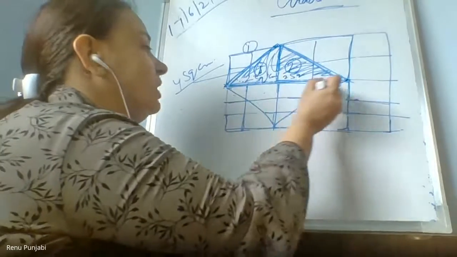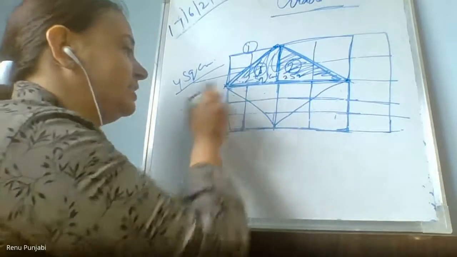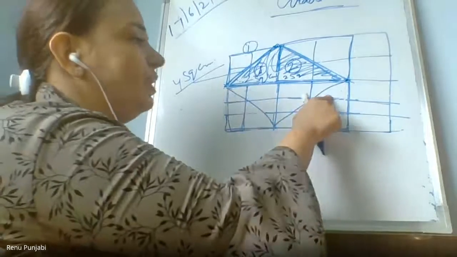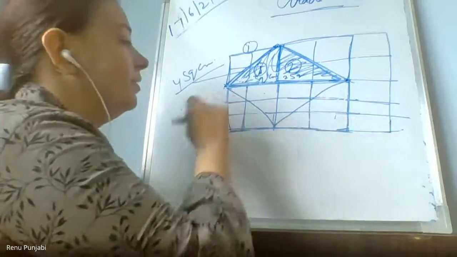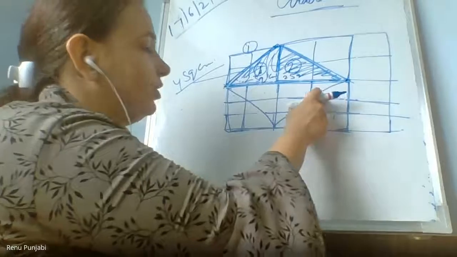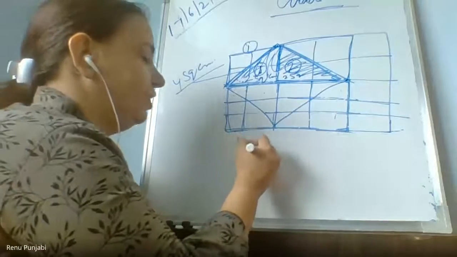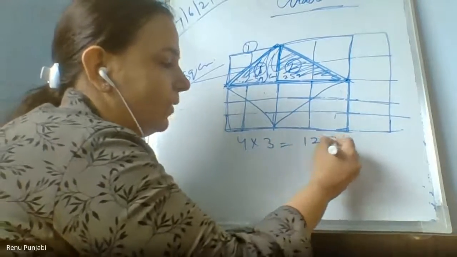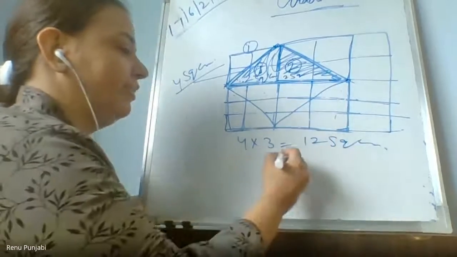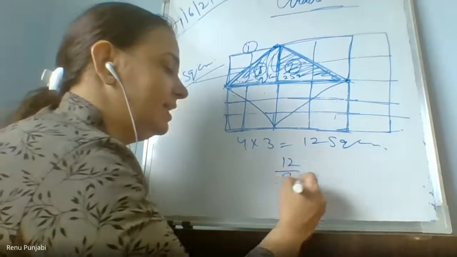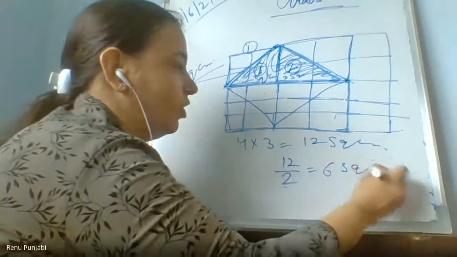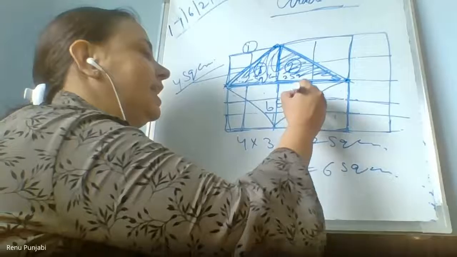We need to find out the area of the entire rectangle first. 1, 2, 3, 4 in the columns and 1, 2, 3 in the rows. 4 into 3 is 12 square centimeter, and half of the 12 is 6 square centimeter. So got it? 6 square centimeter again coming.